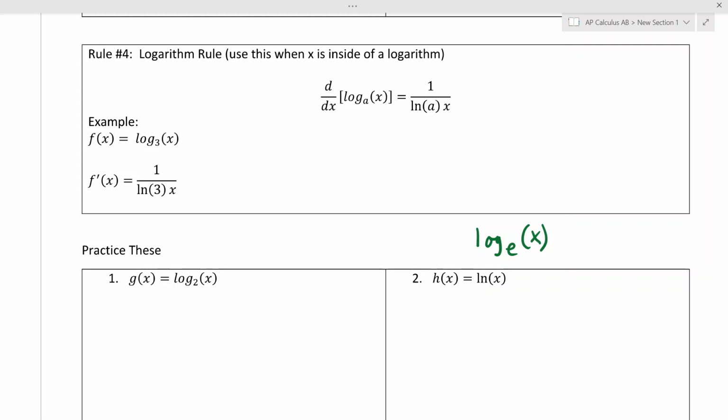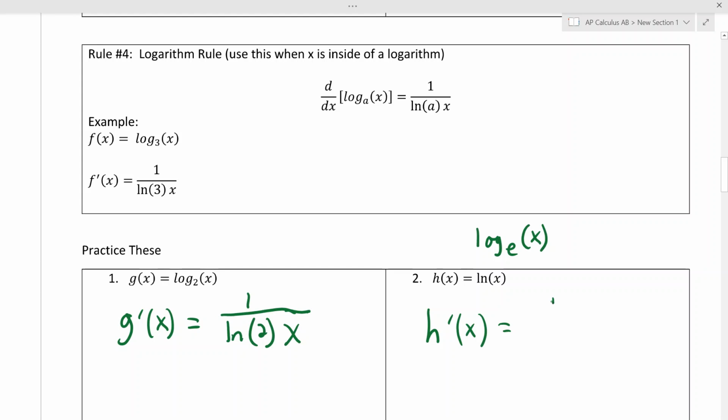Okay. So I'm hoping the calculus spectacular skills you have over there are telling you this is the derivative of that, 1 over ln 2 times x, and h prime of x is 1 over, it would be ln of e, but that's just 1, x. So yes, technically there's an ln of e here, but that's just a 1, so you don't even need it, okay?